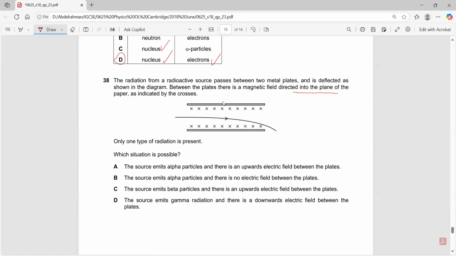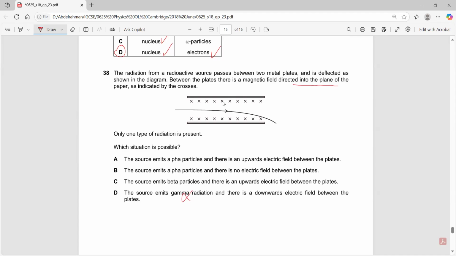Now, radiation from the radioactive source passes between two metal plates and is deflected as shown in the diagram. Between the plates there is a magnetic field directed into the plane as indicated by the crosses. Only one type of radiation is being emitted. So let's cancel out gamma radiation. Why? Because the gamma radiation will not be deflected inside this magnetic field.